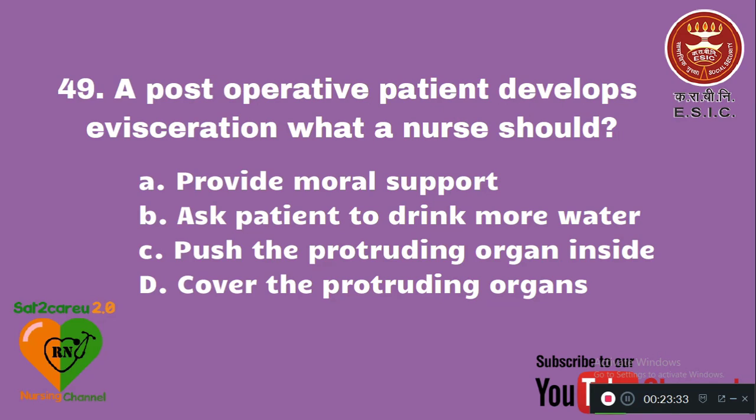Question number 49. A post-operative patient develops evisceration. What should a nurse do? Option A. Provide moral support. B. Ask patient to drink more water. C. Push the protruding organs inside. And D. Cover the protruding organs. When a postoperative patient develops evisceration, the nurse should option D. Cover the protruding organs. So these questions are very important.